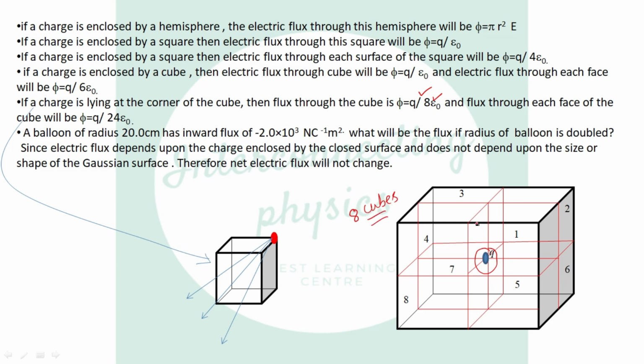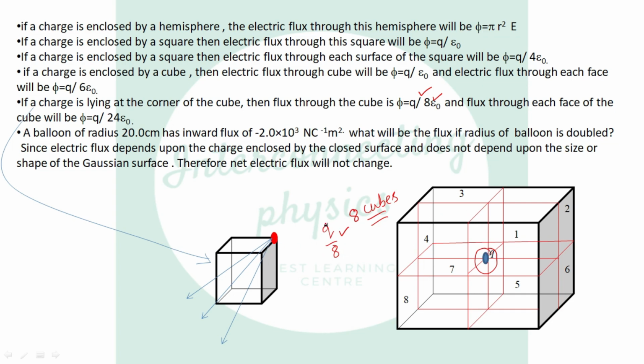1, 2, 3, 4, 5, 6, 7, 8. It means this charge has been divided into 8 cubes, and each cube will share q by 8 charge. Then what will be the electric flux through this cube?